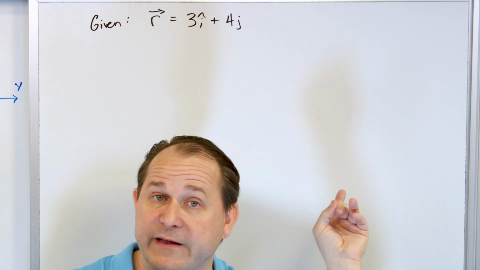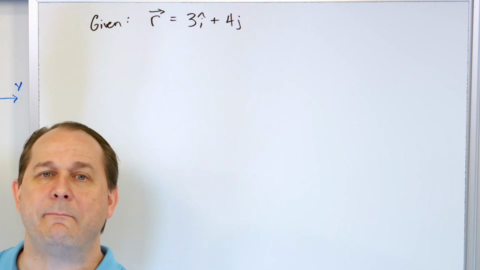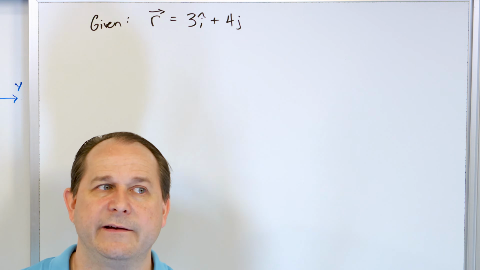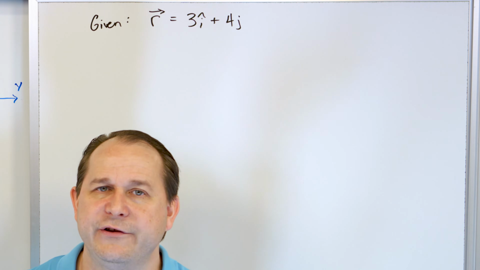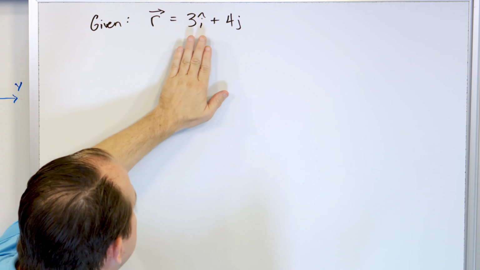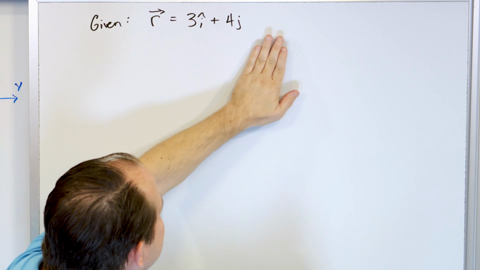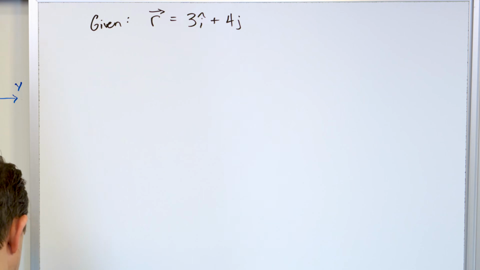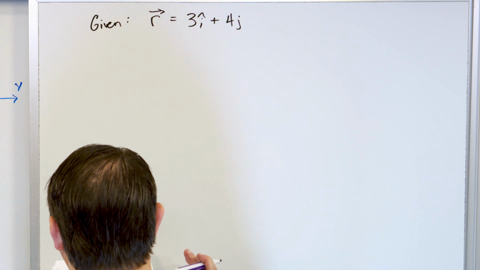Now you could convert this to polar notation, magnitude and angle. We've already learned how to do that in a past lesson, right? But for now, I want you to tell me what the x, the y, and the z components of this vector are. So that's the point of this problem.